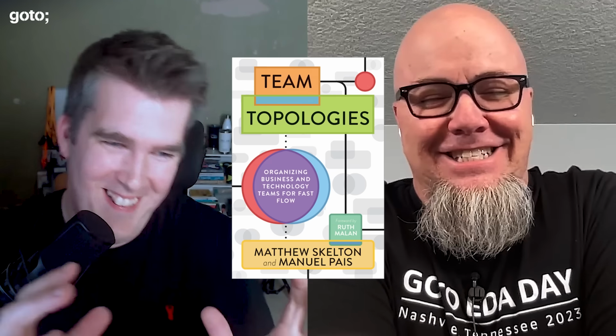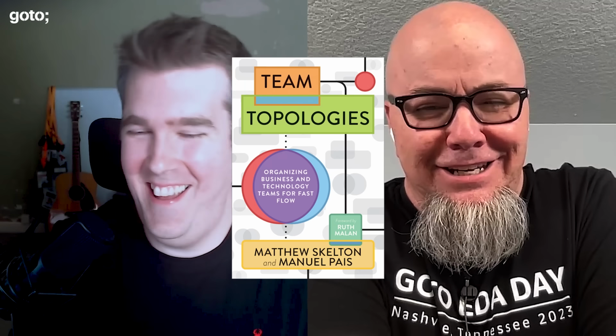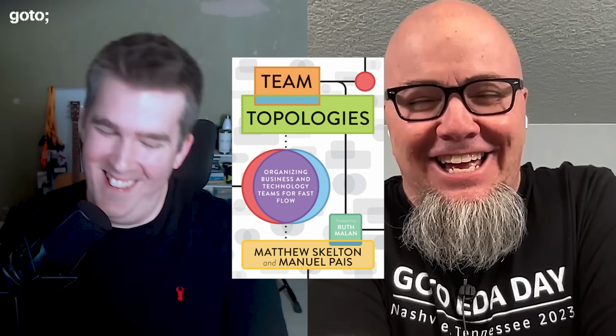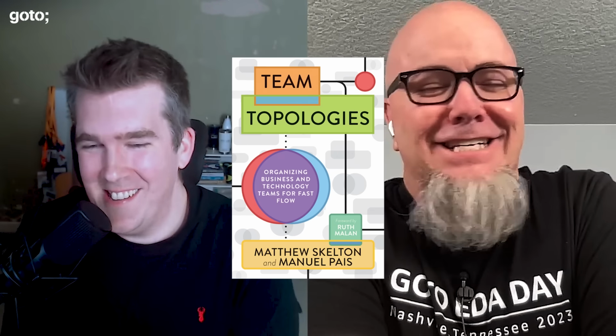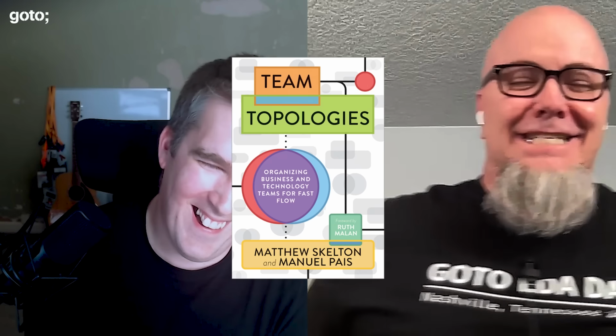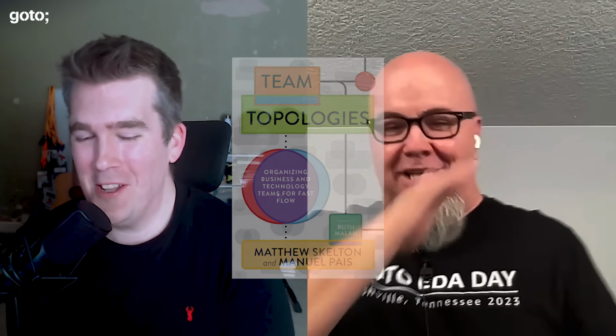Hang on a second. Did you say team apologies? No, team topologies. Your accent's killing me, Dave. Team topologies is the word. Okay, gotcha. I was like, what? I'm sorry. Yeah, sorry. Okay, go ahead. I apologize, I totally blew your train of thought. Please continue.